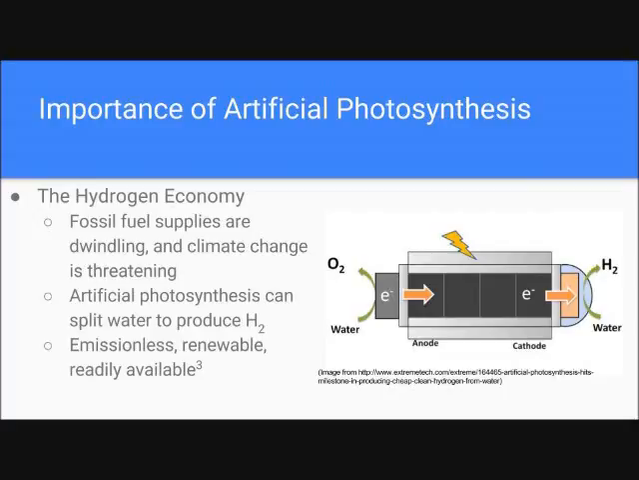A major step in hydrogen fuel cells is the production of hydrogen from water, which can be achieved through the electrical potential produced via artificial photosynthesis. Further advancement in this technology could result in a worldwide availability of an emissionless, renewable, and readily available energy source in the form of water.